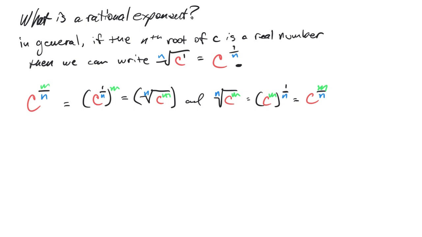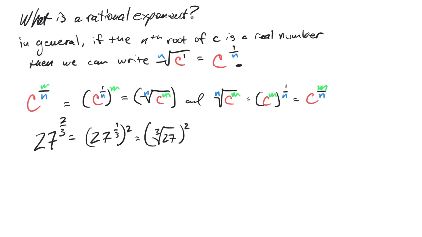But first, let's actually replace c, m, and n with some numbers. What if we do 27 to the 2/3 power? Well, that equals 27 to the 1/3, squared, which equals the cube root of 27, put that out here, squared. Well, what is that? The cube root of 27 is 3, so 3 squared, which is 9. Okay, so this is how it works.